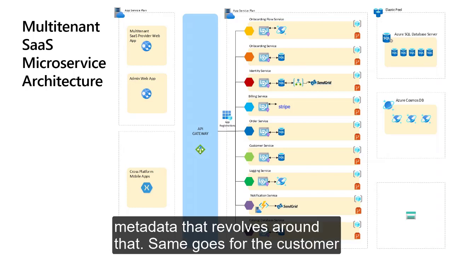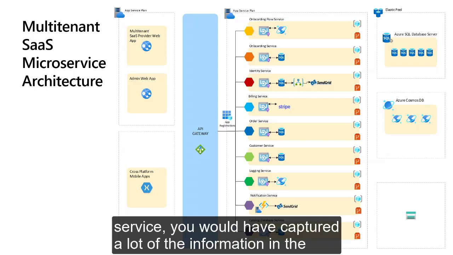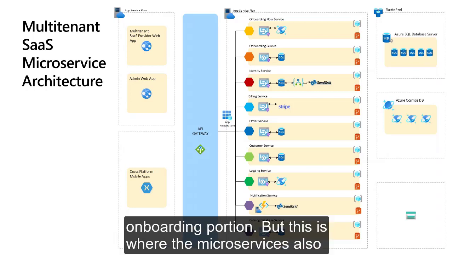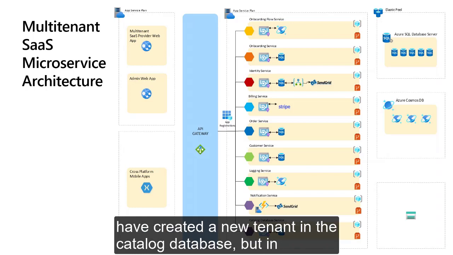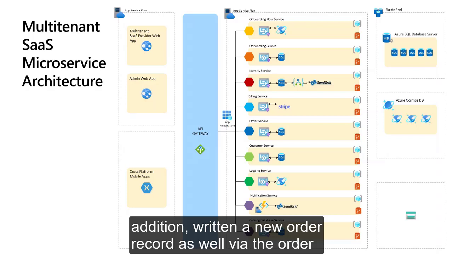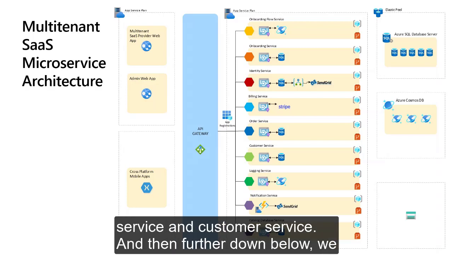Same goes for the customer service. You would have captured a lot of the information in the onboarding portion, but this is where the microservices also speak to each other. From the onboarding service, it would have created a new tenant in the catalog database, but in addition, written a new order record as well via the order service and customer service.